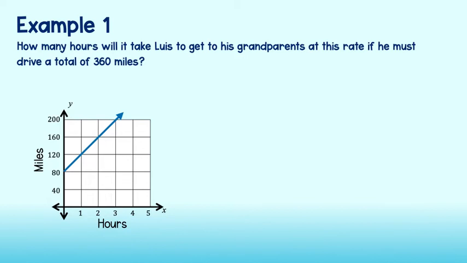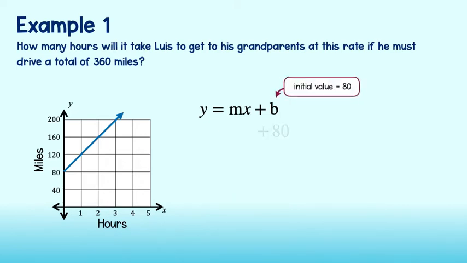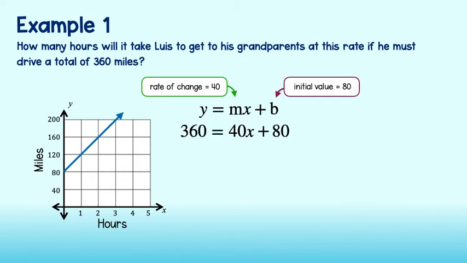Based on this information, we can also answer additional questions about Lewis's trip. How many hours will it take Lewis to get to his grandparents at this rate if he must drive a total of 360 miles? We can set up an equation in slope-intercept form and solve. We know from the last slide that the initial value is the y-intercept, so we replace b with 80. And the rate of change is the slope, so we replace m with 40. We want to know how many hours x it will take to drive 360 miles. Simply plug in 360 for y and solve for x.